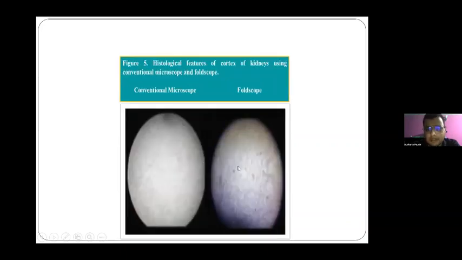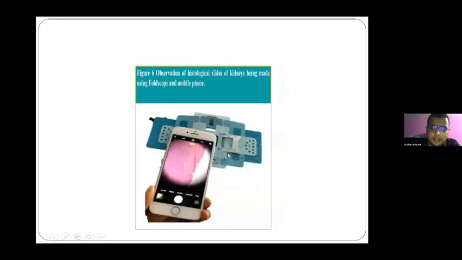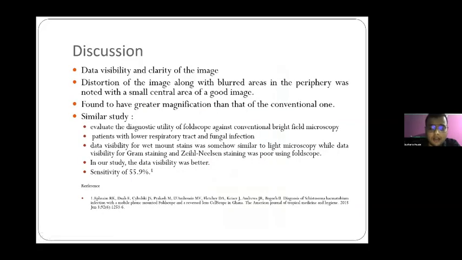And this is the medulla of the kidney, the same slides. We can see here the distal convoluted tubule, the collecting duct and the loop of Henle were identified. And this was the procedure by which the images were taken during our observations.